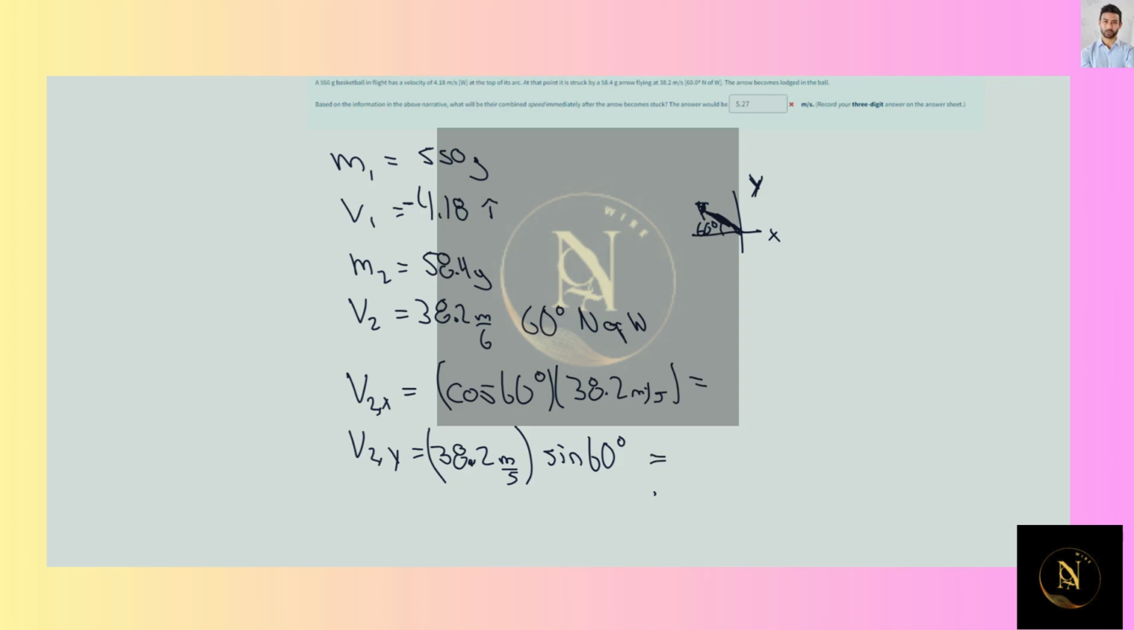Cosine of 60 is going to give us 19.1 meters per second, and sine of 60 times 38.2 is going to give us 33.082 meters per second. Okay, so now with this information, we know that the velocity of the basketball only has an x component. The same thing goes with the arrow, because since it is going to the west, the x component is going to be minus in the i direction. For the y component, we use the unit vector j.